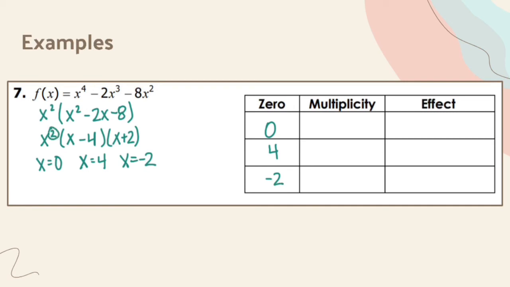0 has a multiplicity of 2. 4 has a multiplicity of 1, and -2 has a multiplicity of 1. So this is going to bounce, and the other two will cross.